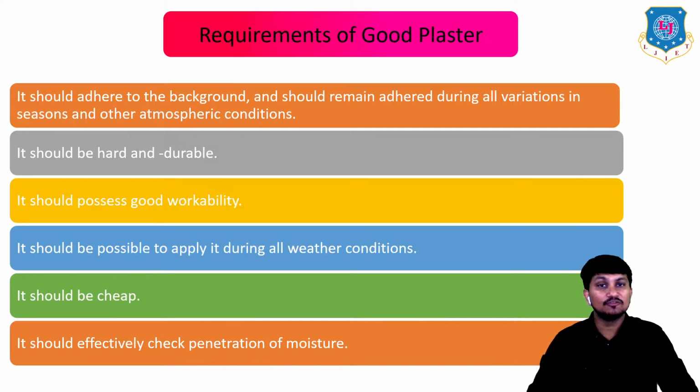Now let's see the requirements of good plaster, or you can say what are the points to be considered while selecting the plaster material. It should adhere to the background and should remain adhered during all variations in seasons and other atmospheric conditions. The material should be hard and durable. It should possess good workability also. It should be possible to apply it during all weather conditions. The material should be cheap and it should effectively check penetration of moisture. So these are the points to be remembered while selecting material for good plastering.